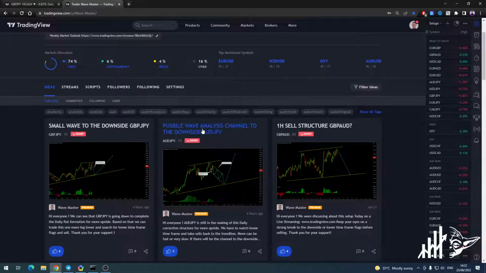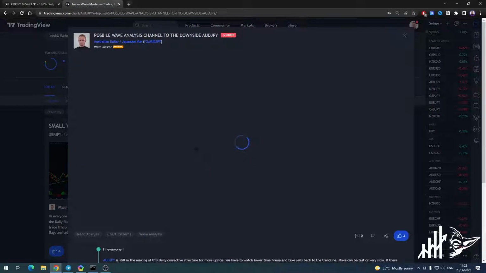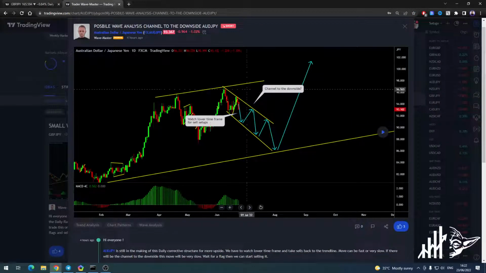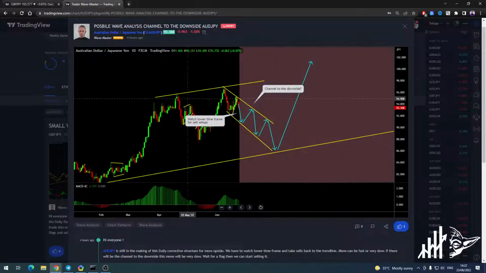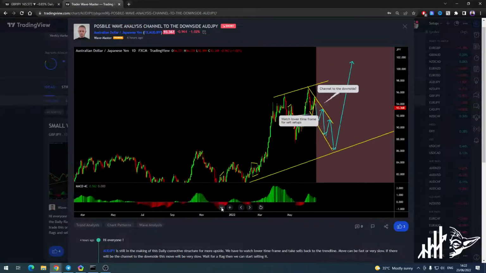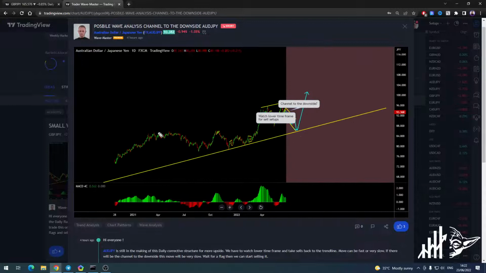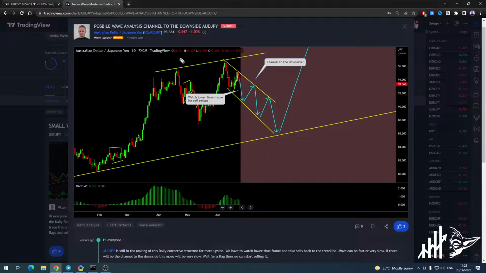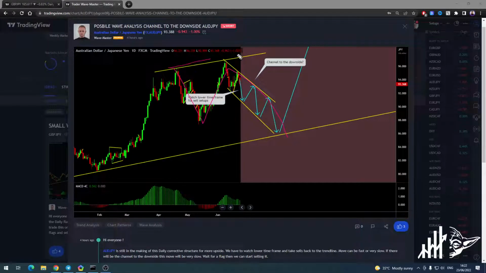And then of course there's the possible wave analysis channel to the downside on Aussie yen. Look at that one. What we're having over there on Aussie yen, it's trying to push lower. That's a daily picture. If we zoom out a little bit, what we are anticipating is something like this. It's a kind of deeper correction. That's what I'm anticipating over there. I'm anticipating this to be one expanded flat going down, then we will start pushing higher.